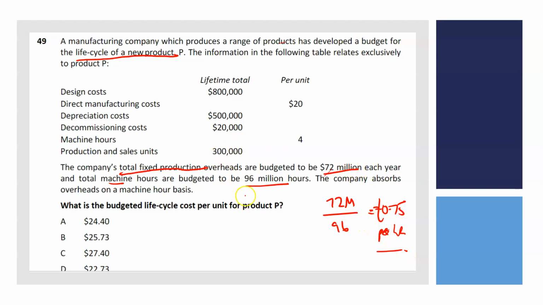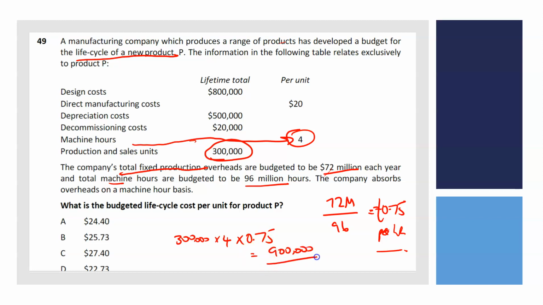So at least now I can see it here: per unit, I have 4 hours per unit, and my intention is to make 300 over this lifetime. So I can almost tell you the answer straight away for the total overhead that we will be absorbing: 300 times 4 times 0.75, and that's going to come to 900,000, right? So that's the first one. I've done the first one. And then, of course, the others will just be what they are.